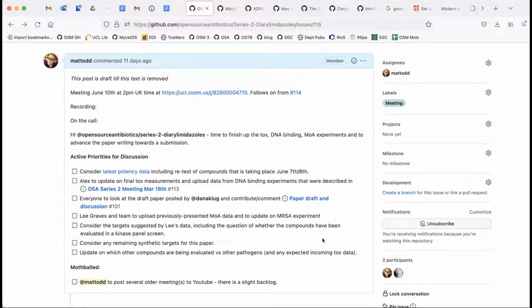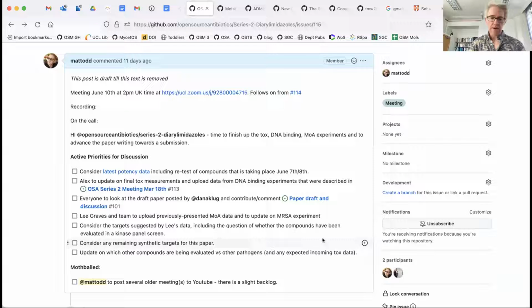I guess just a quick question. Where are we hoping to submit this and what sort of time frame are we looking at? Well, the things we're waiting for are Alex's data on tox and potential DNA binding, making sure that we have the MOA data. We just need to be really ready to go when we get all the data in. And of course, we'd love to include your latest compounds that we were just talking about. I'm keen to make sure that the paper is in as good shape as possible for when the data comes in and we can just fold that in.